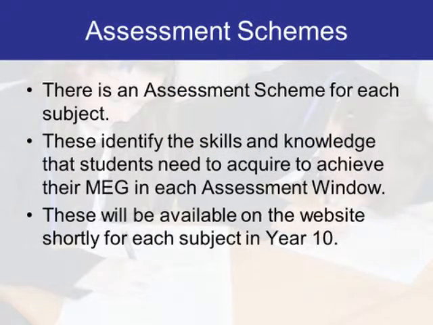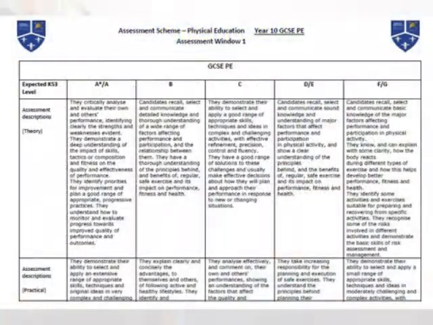Supporting all of this are the assessment schemes. The assessment schemes really are an indicator to students, to parents and to teachers, showing what skills and knowledge are needed to achieve a MEG at each assessment window, and these will be available live on the website shortly. I'll just show you an example of one of these assessment schemes. This is for GCSE PE, and as you can see it's split into the different grade boundaries, and it says what sort of knowledge and understanding is needed at each one of those grade boundaries in assessment window 1 for the child to achieve their grade.